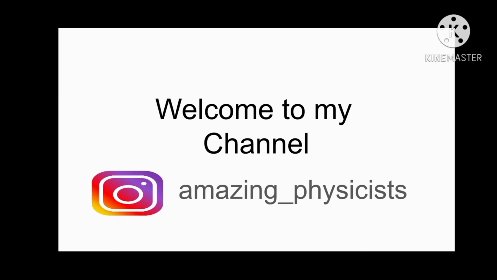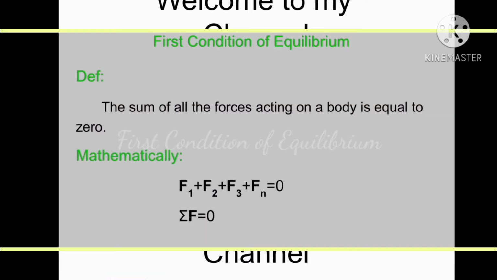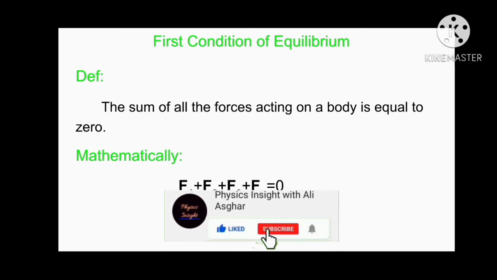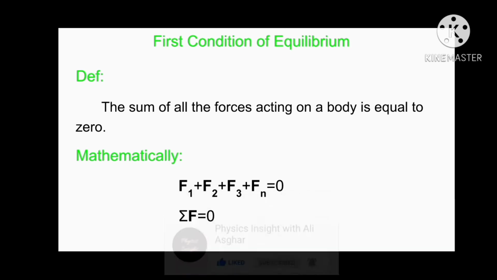So let's move towards our topic without any further delay. Our today's topic is the first condition of equilibrium, as you can see written at the top of your screen in the green color. But in order to understand this topic, first of all we shall have to understand its definition. So let's study its definition.